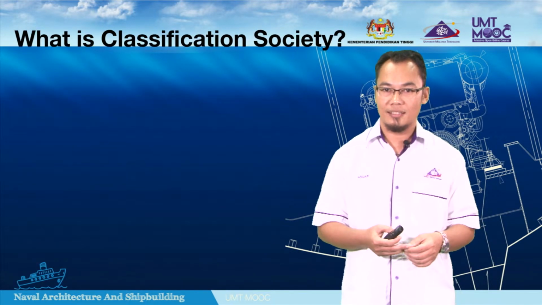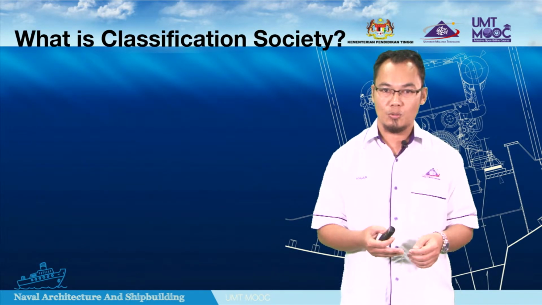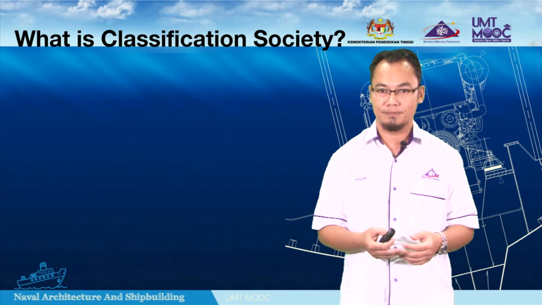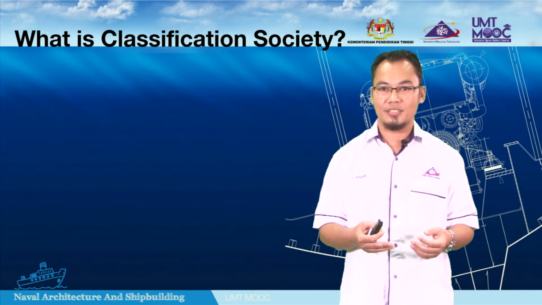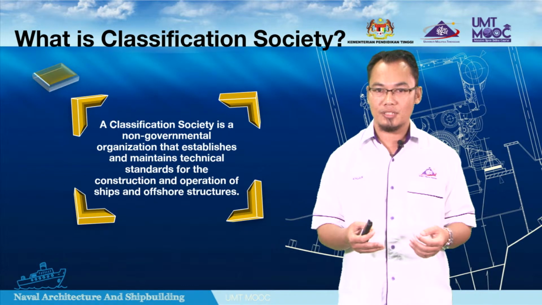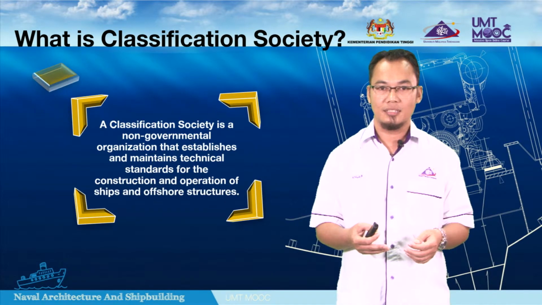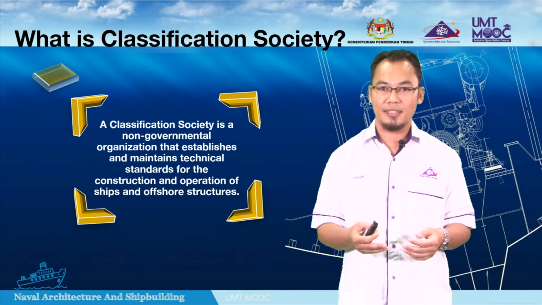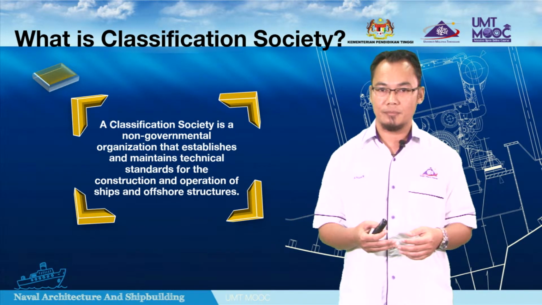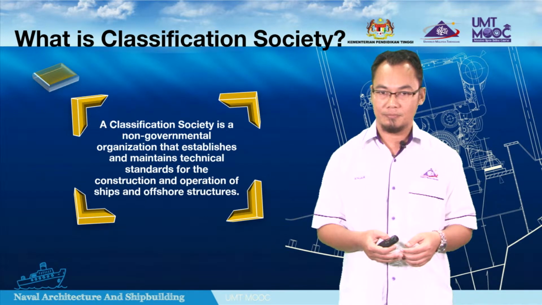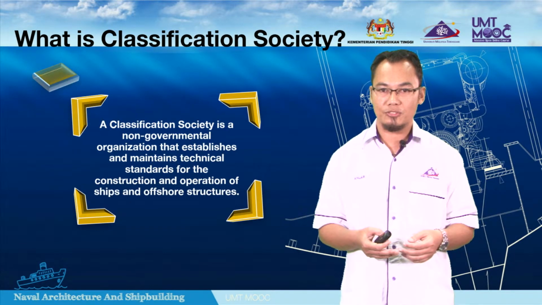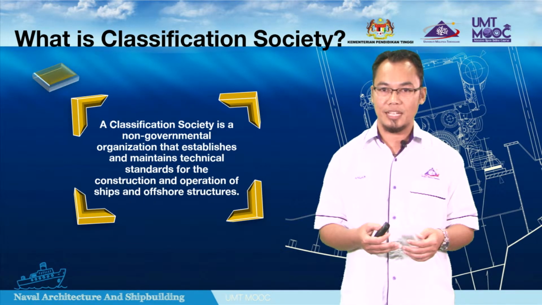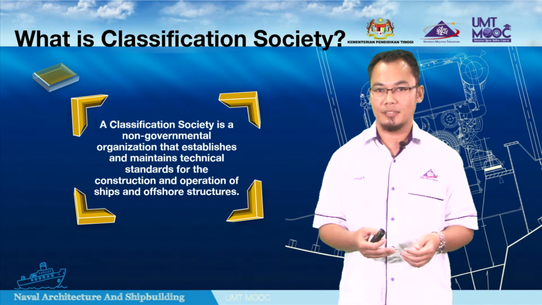Before we go further, at least we should know what a classification society is. A classification society is a non-governmental organization that establishes and maintains technical standards for the construction and operation of ships and offshore structures. It also validates new construction according to a set of standards and carries out regular surveys in service to ensure the ship is always compliant with the standard.